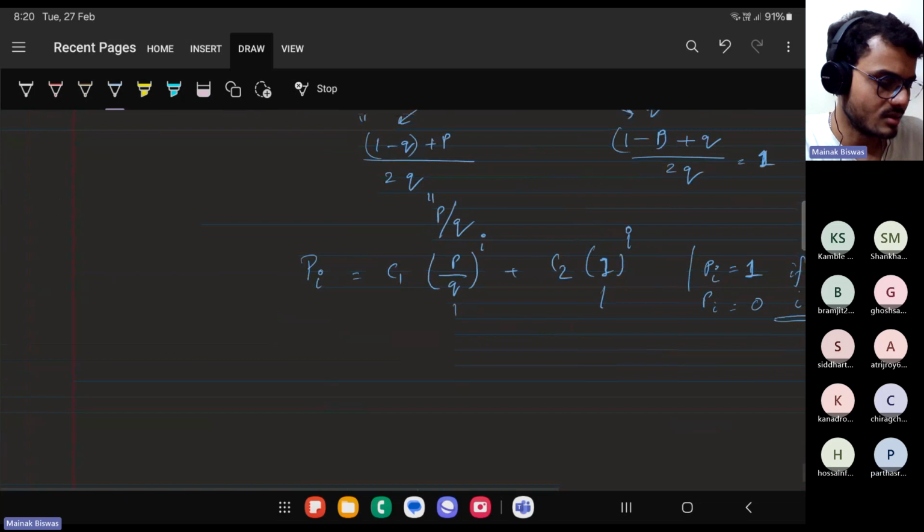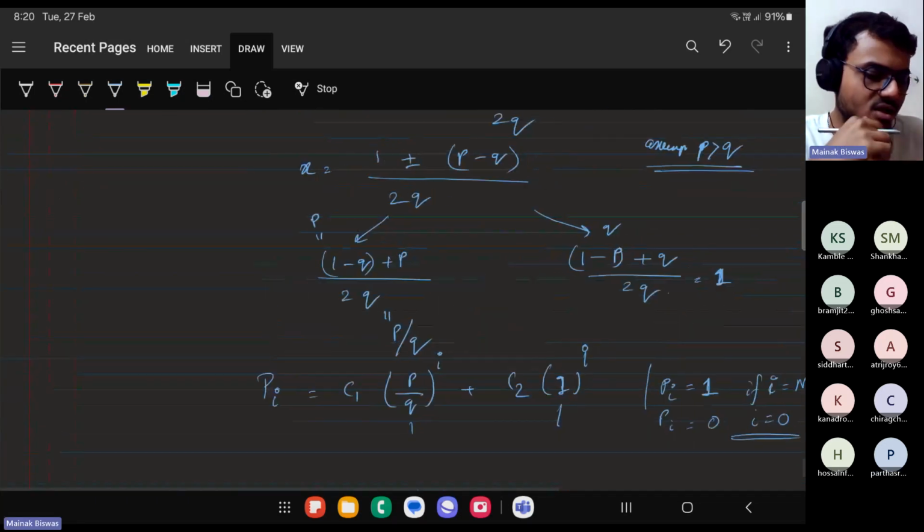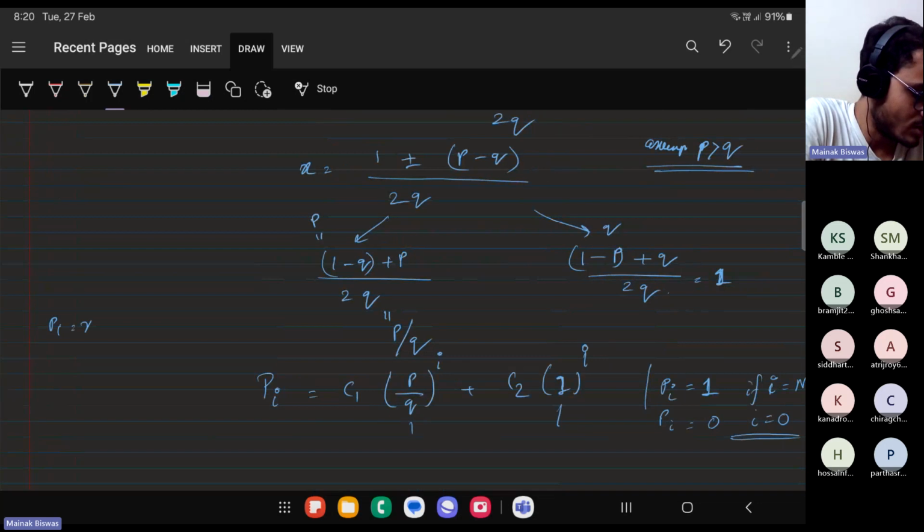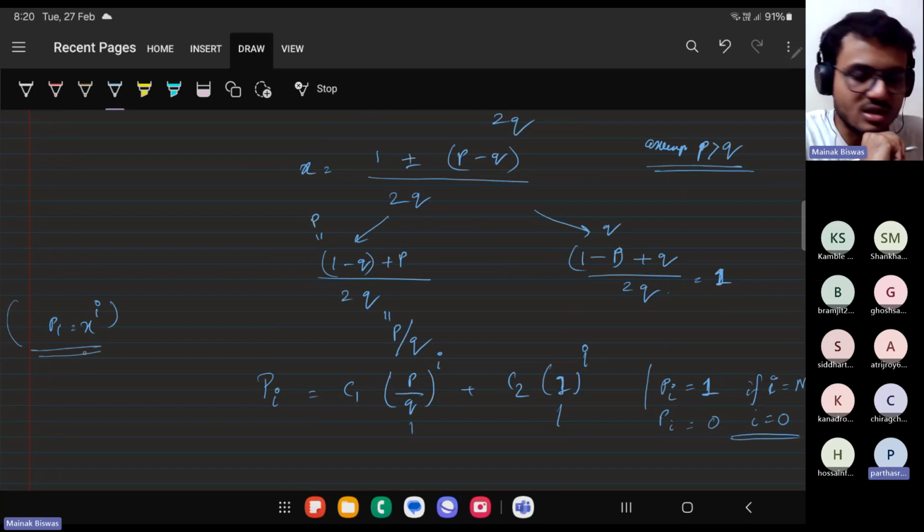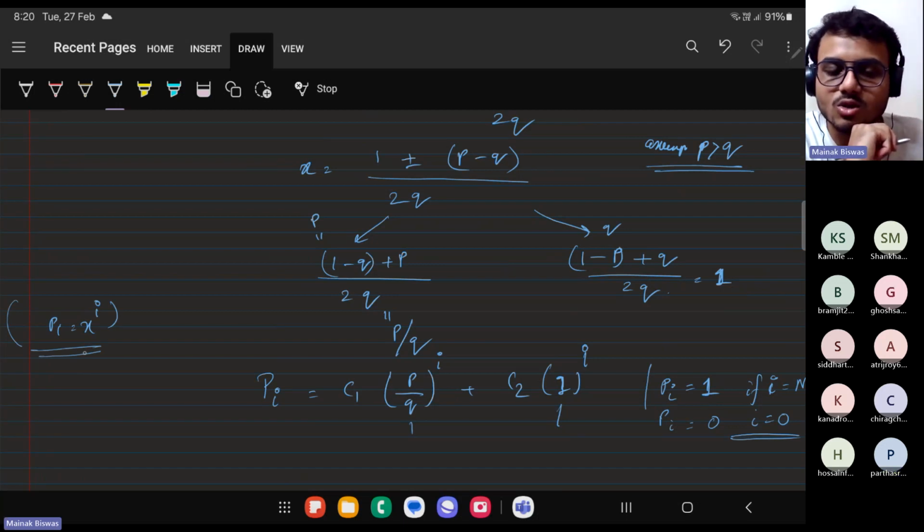So there are two solutions for x, right? We assume that pi is equal to x to the power i, and we got two solutions for x. So all linear combinations of the solutions for x are a solution for pi. Yes, because you will see in linear algebra that when you have two basis vectors around which you can solve, all linear combinations would be a valid solution of that. That's the idea.